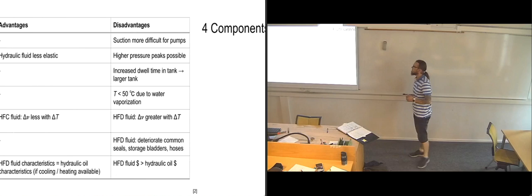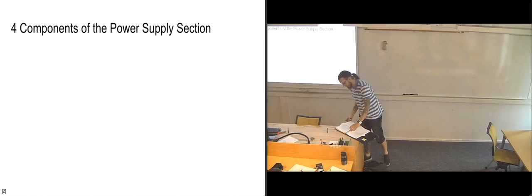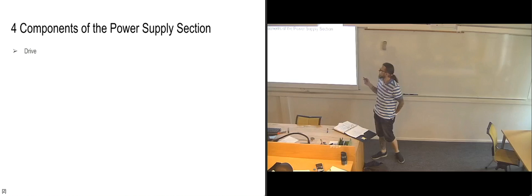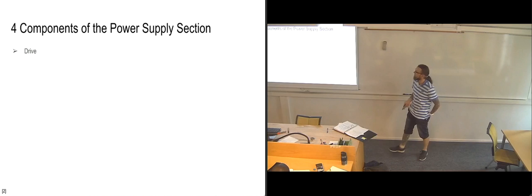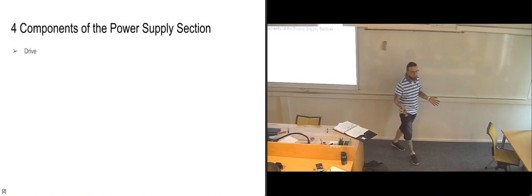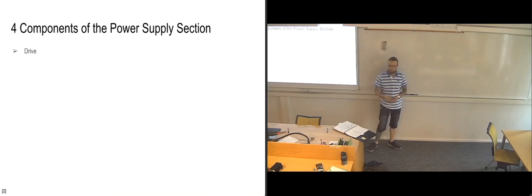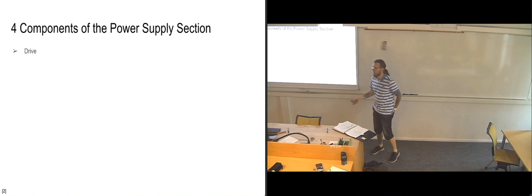Now we're going to start looking at the components of the power supply section. In the power supply section, the HPU, as they call it in the subsea part, and basically all of the industry calls it just HPU, so hydraulic power unit. You will have to have some sort of drive. If it's a mobile system, it will most likely be an internal combustion engine, so a gasoline or diesel engine. If it's a stationary system, it is usually an electric motor that's running it.